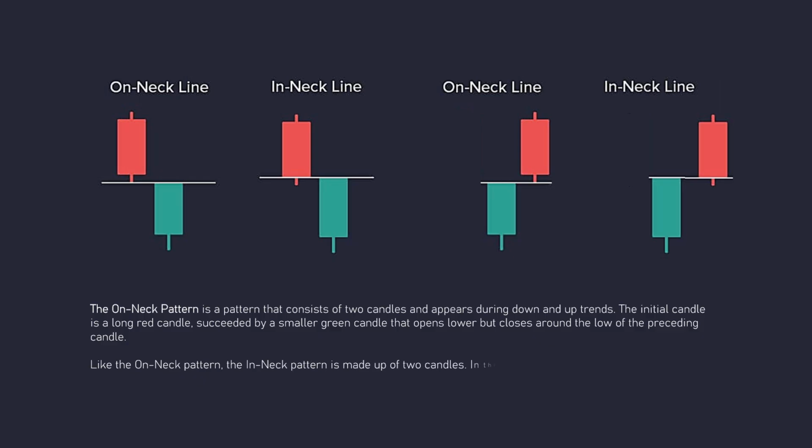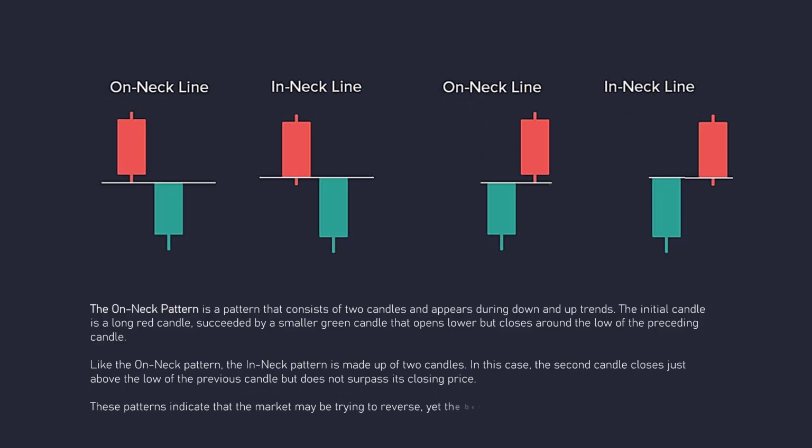The in-neck pattern is similar, but here the second candle closes just above the low of the previous candle without surpassing its closing price. These patterns indicate that the market may be trying to reverse, yet the bears still hold the upper hand, suggesting a probable continuation of the downtrend.